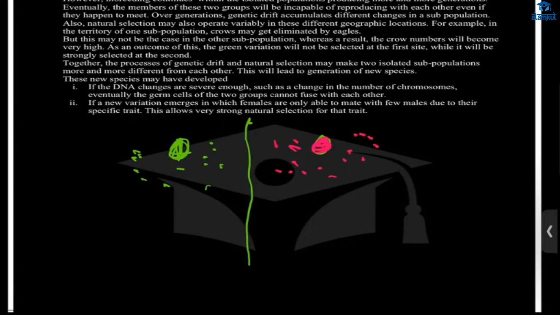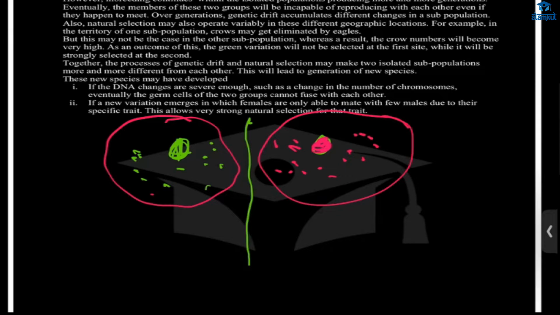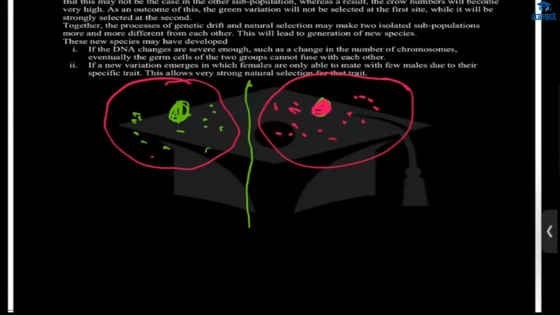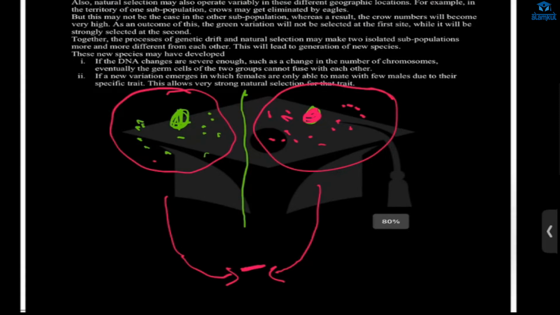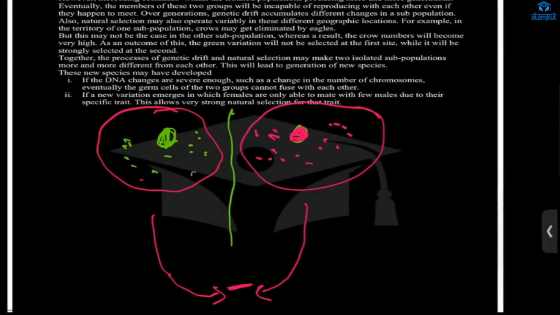And after that, inside this they will reproduce by themselves, and here also they will reproduce by themselves. And what will happen? Generation to generation, there will be many variations occurring. Variation will accumulate, and what will happen here? When they meet again, they won't be able to reproduce. So a new species will be formed in this case, because this will be different from the other.